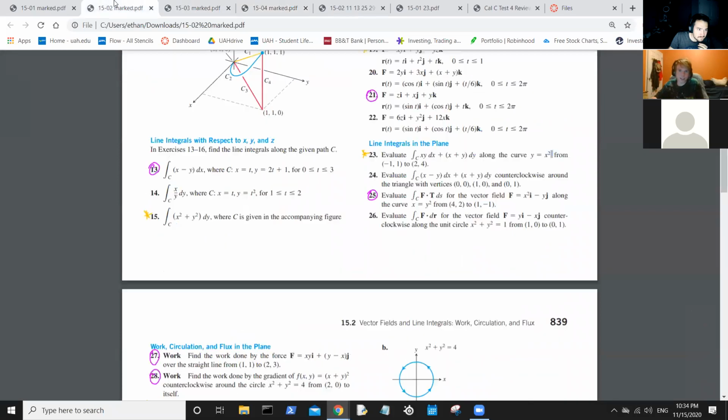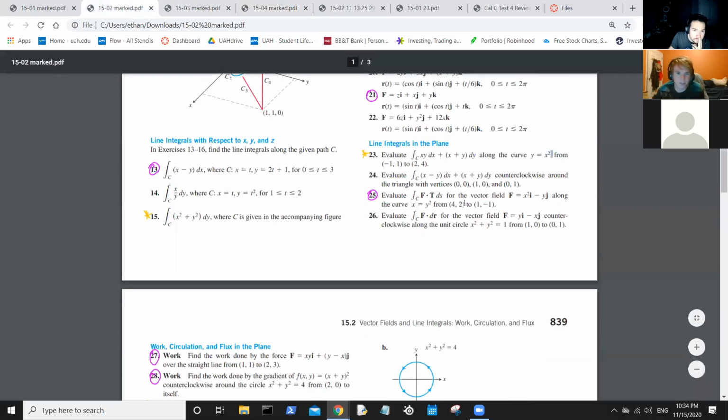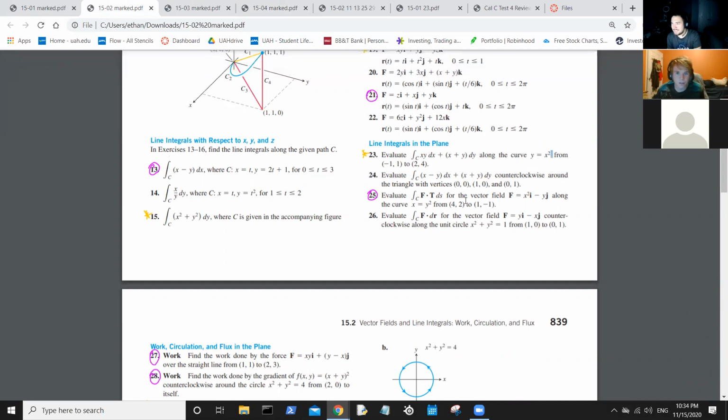Wait, no, this is just the open, just a regular integral. So all we want to know is what t is. T is your derivative of R with respect to T. Oh, okay. So is this the exact same thing we've been doing again? I think so.